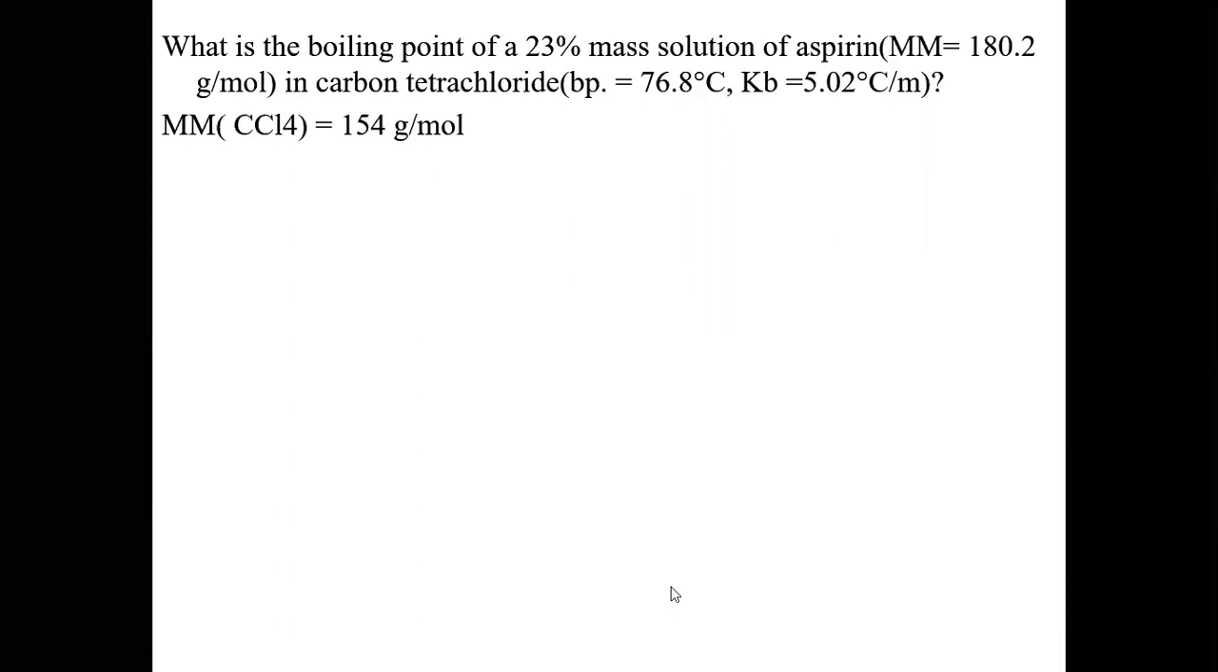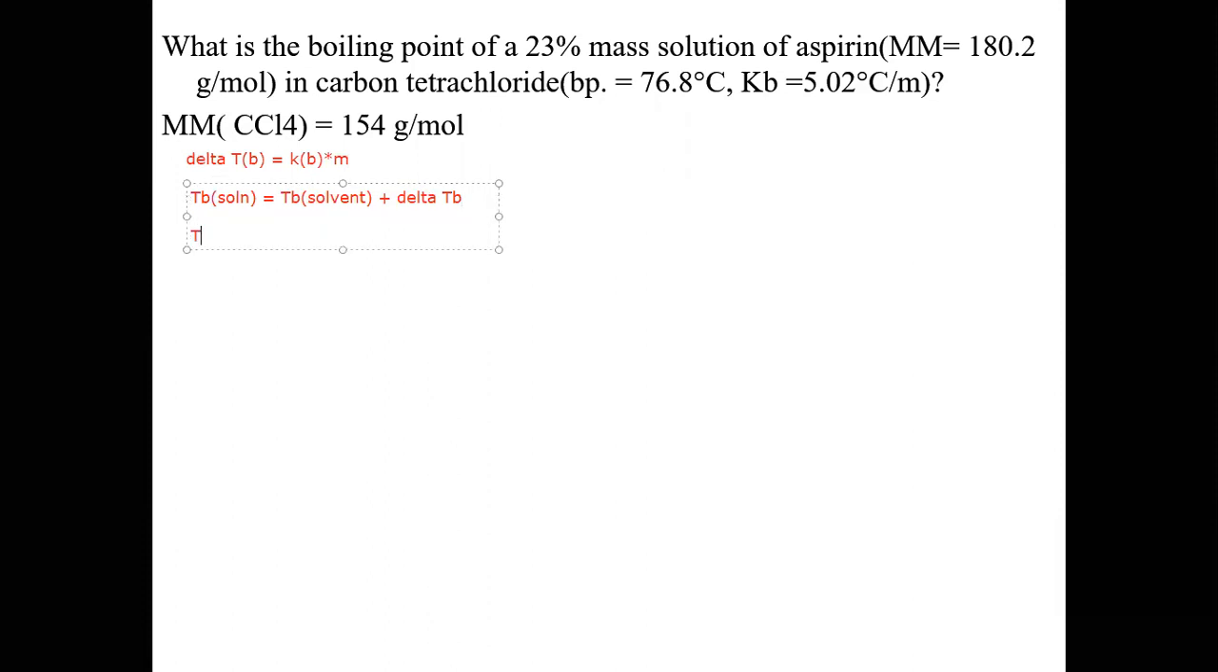So again, to calculate the boiling point of a solution, delta TB equals KB times the molality. And then we know that the boiling point of the solution equals the boiling point of solvent plus delta TB.